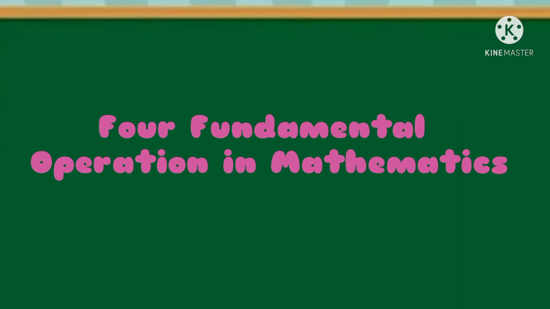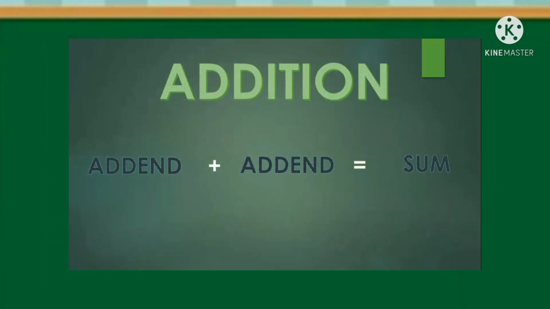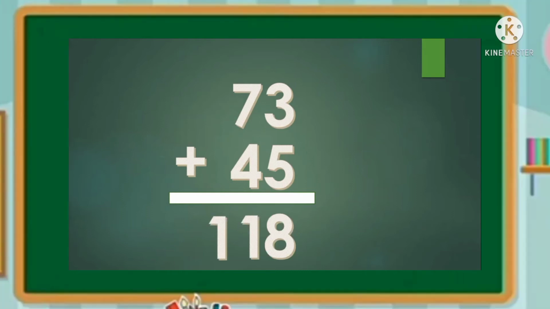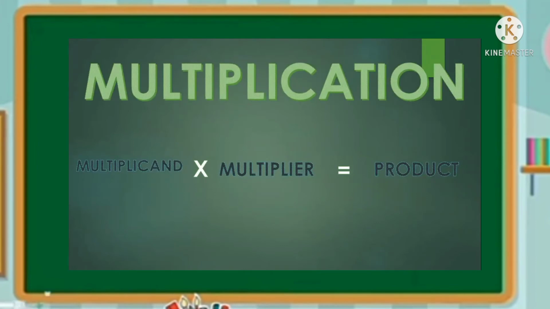And now let's move on to the next topic. It's all about the 4 fundamental operations in mathematics. First, the addition. Adding plus adding equals the sum. For example, 73 is the adding, plus another adding, 45, equals the sum of 118.